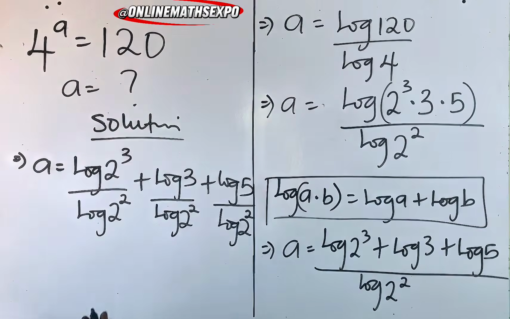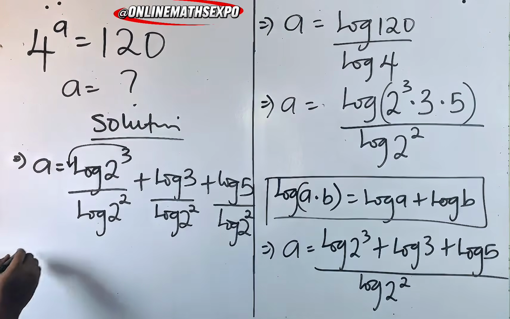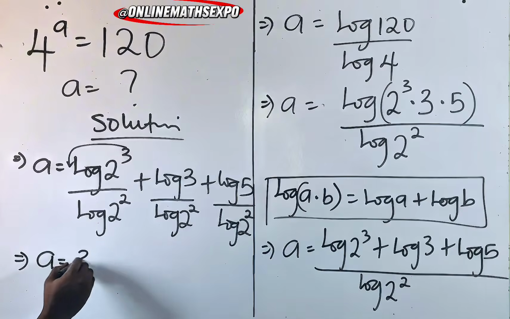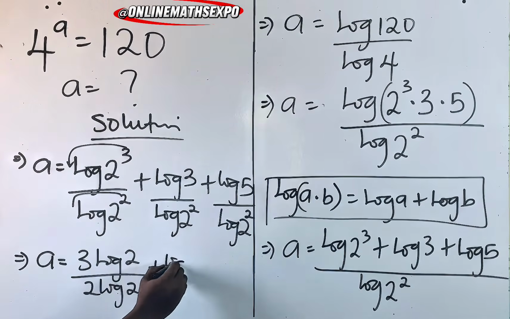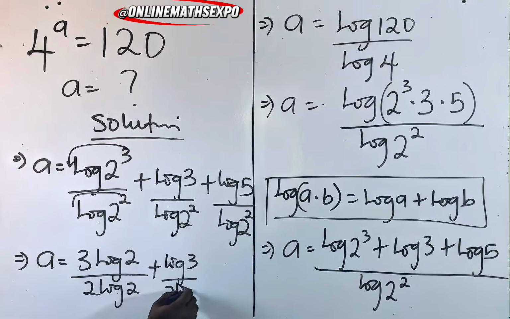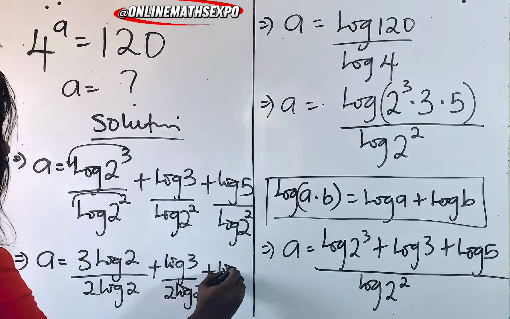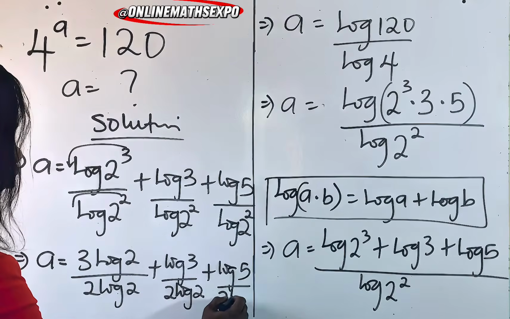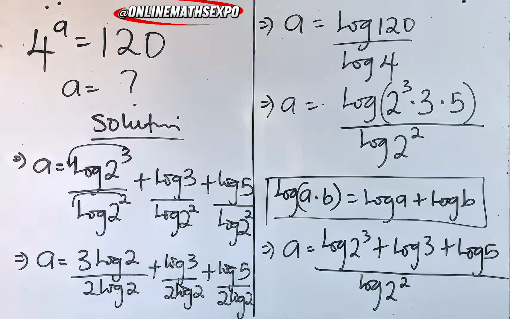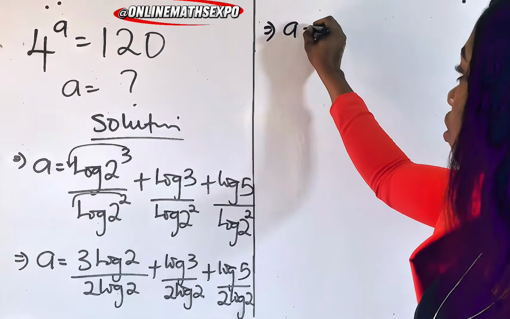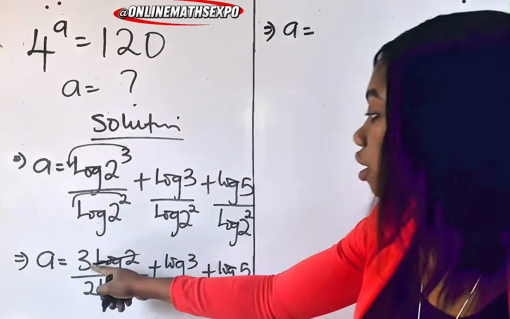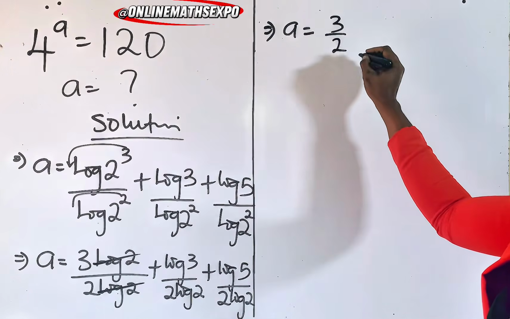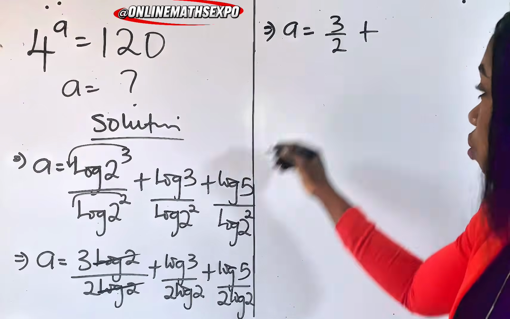And what do we do next? You just need to use the power to multiply. So we now have a is 3 log 2 divided by 2 log 2, plus log 3 divided by 2 log 2, plus log 5 divided by 2 log 2. We keep simplifying. So we now have a is equal to, these two are the same, so they divide itself to give 1. And this gives us 3 halves plus, for this, it can be divided.